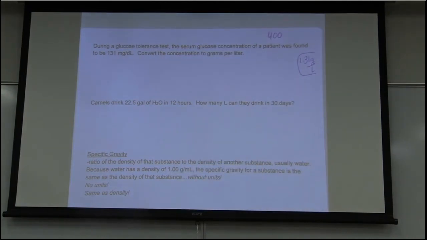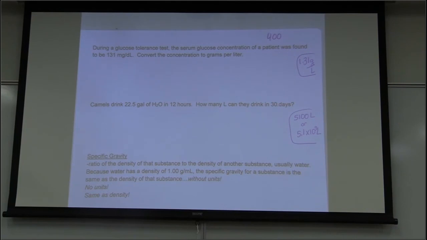This was 1.31 grams per liter. This one would be 5,100 liters, or 5.1 times 10 to the third liters. If we have time, we'll come back and look at those. I will comment on this one. This is the one that I have had a couple students ask me about yesterday.